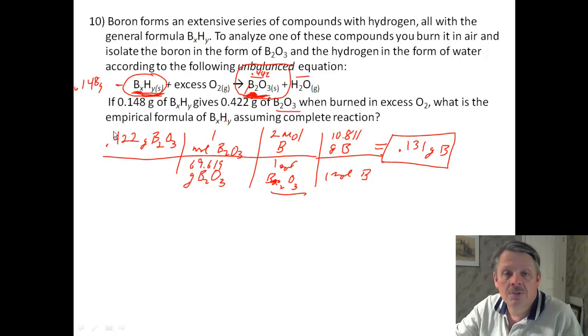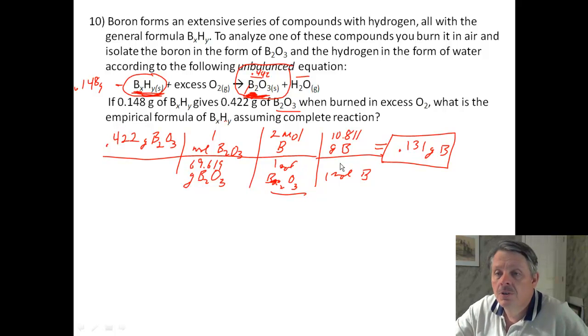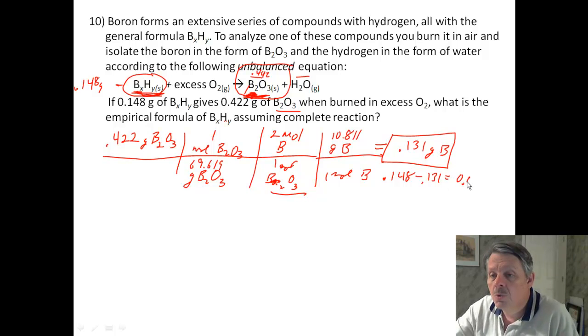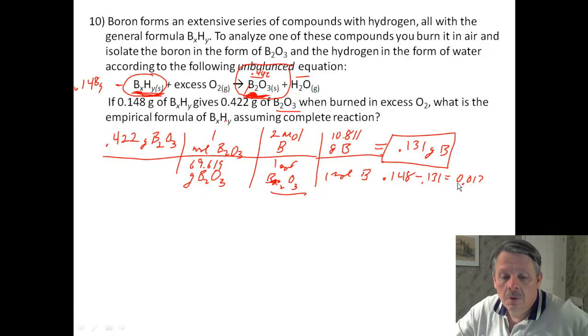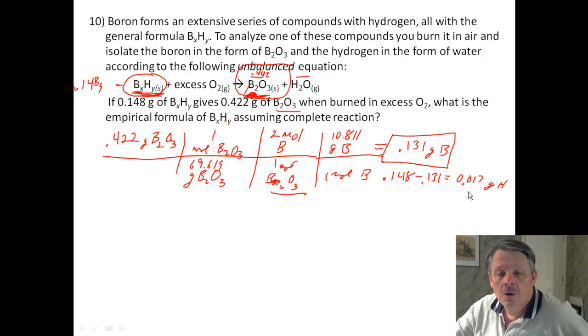So what's the rest of it? Well, it's got to be hydrogen. So 0.148 minus 0.131 gives us 0.017 grams of hydrogen, because that's what's left over. All right. So we know how much boron there is and how much hydrogen there is in terms of grams in this substance. So let's go and work backwards now. Let's go and take one more step to find our empirical formula.